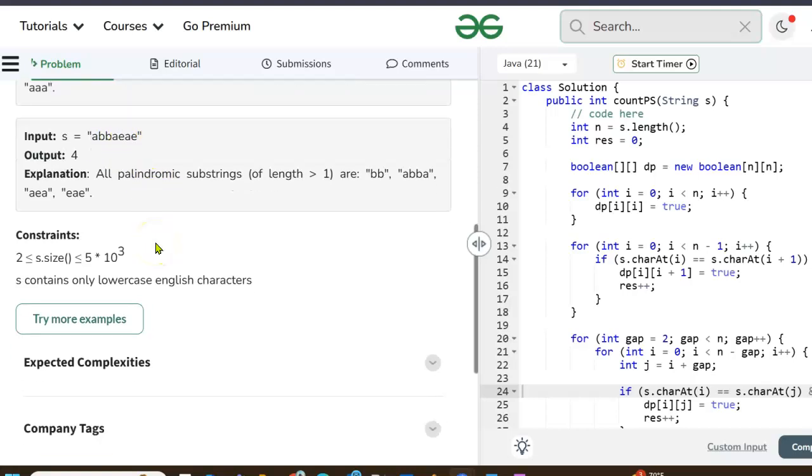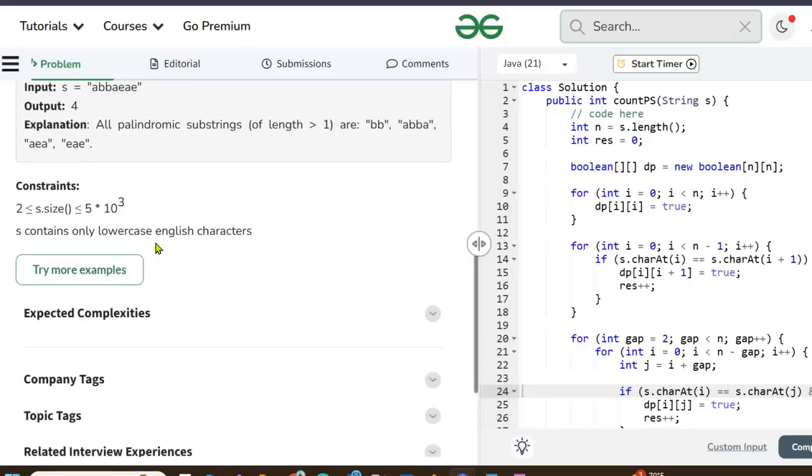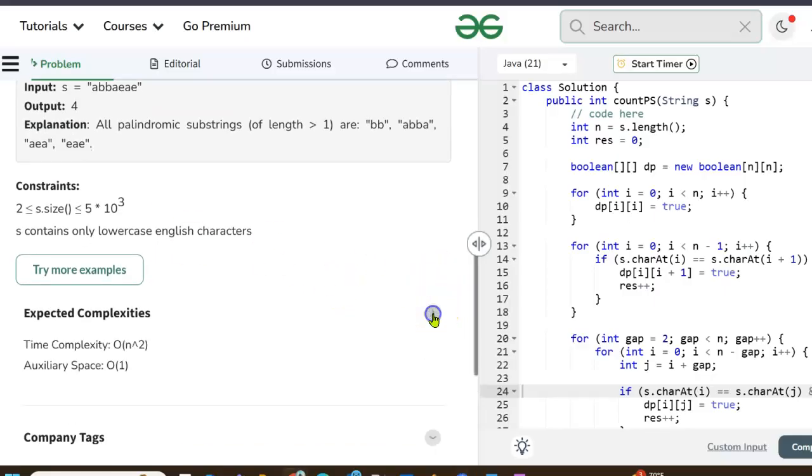The size of the string is going to be between 2 and 5 times 10 to the third. That's not a lot. 5,000. S contains only lowercase English letters. Expected complexity is O(n squared). That's okay because for input sizes on the order of 10 to the third, it should be okay.